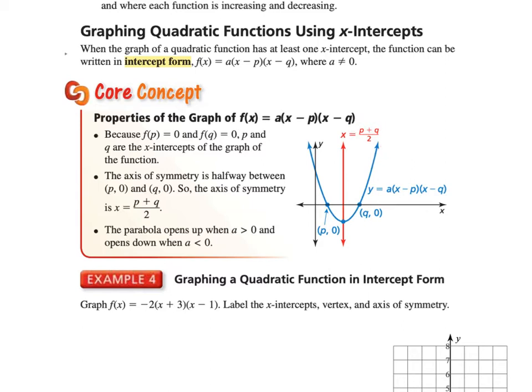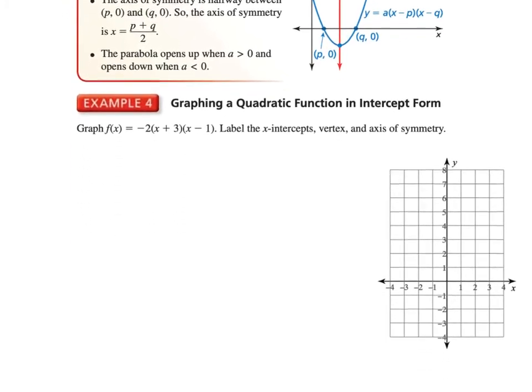Same thing with the other parabolas. If a is greater than 1, it's narrower. If it's between 0 and 1, it's wider, a vertical shrink. If it's negative, it opens down. If it's positive, it opens up. Same idea, it's the same a value.